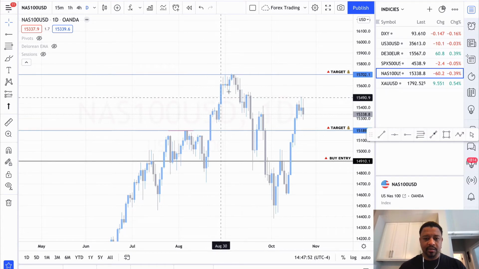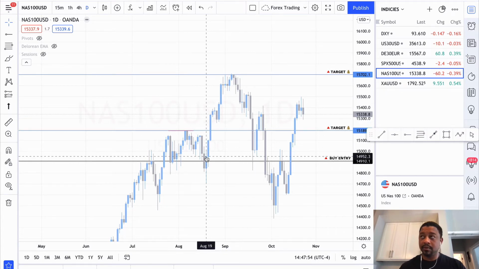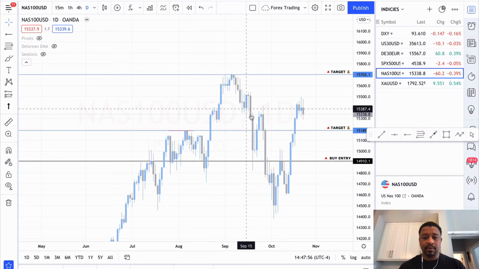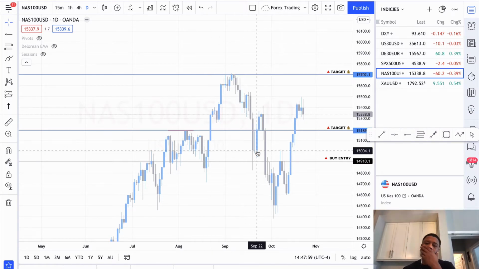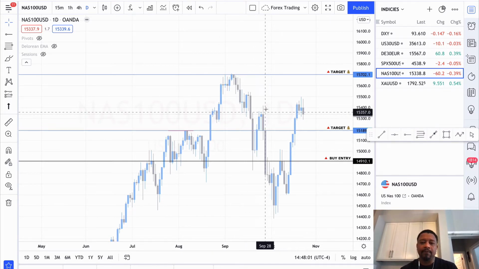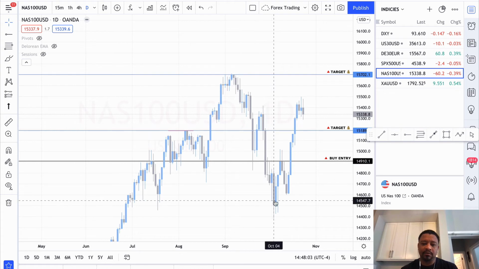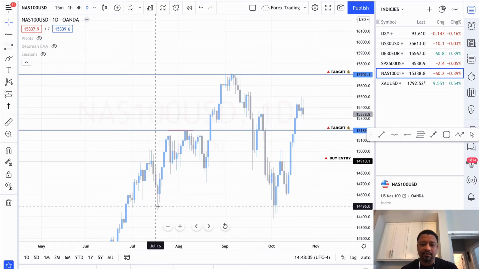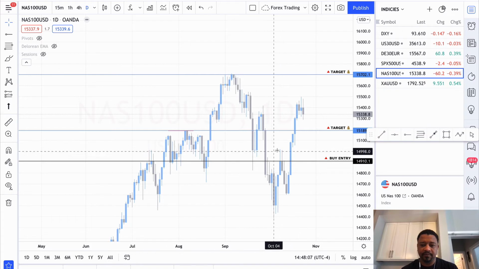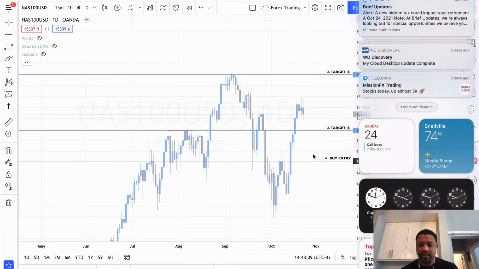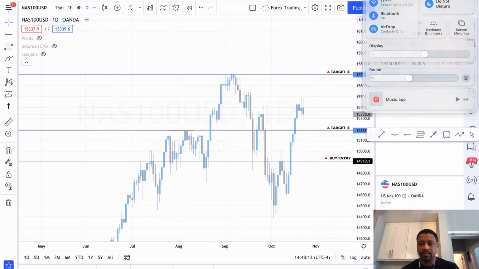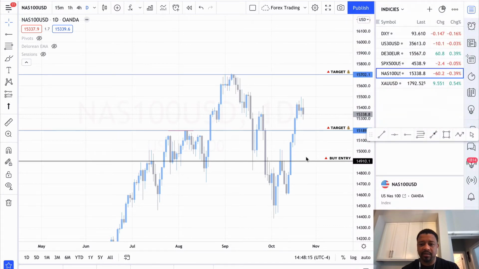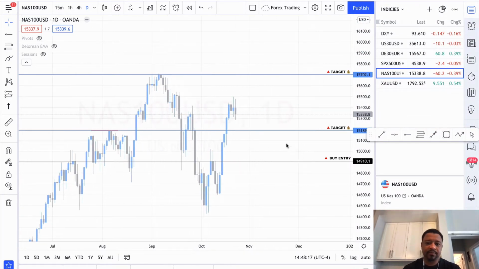So I break out here, came back here, lower high, came back to this low, breakout. Let's see if we can get NAS to come back into this area. That's what I'll be looking for.